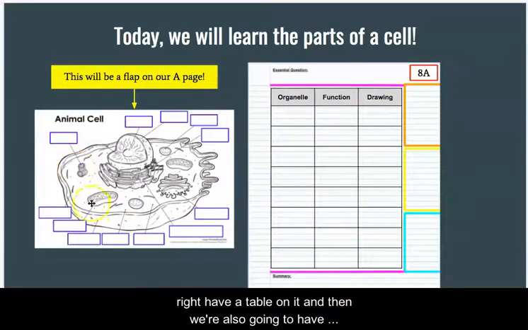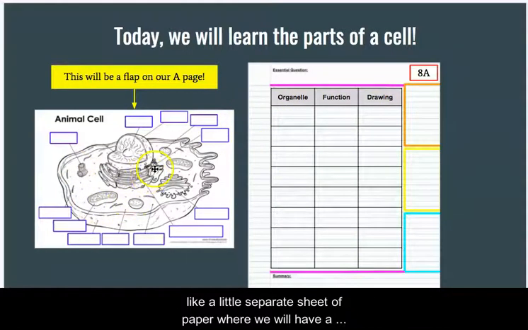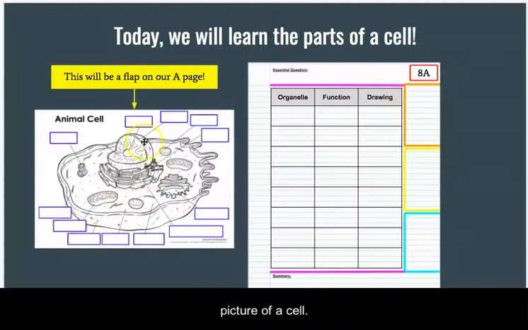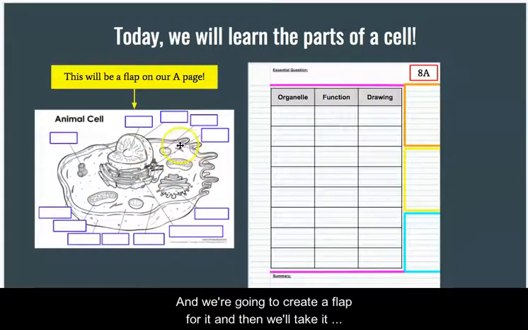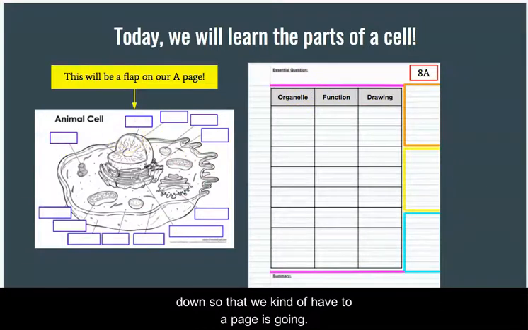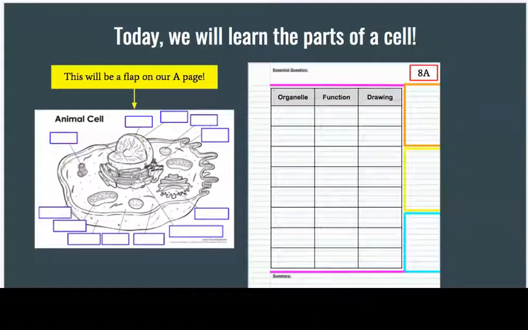And then we're also going to have a little separate sheet of paper where we will have a picture of a cell, and we're going to create a flap for it. And then we'll tape it down so that we have two A pages going on. And I just wanted to show you what that looked like.